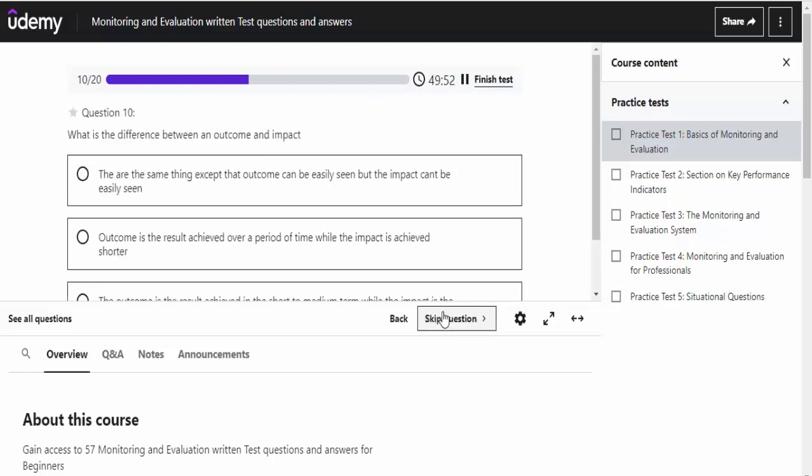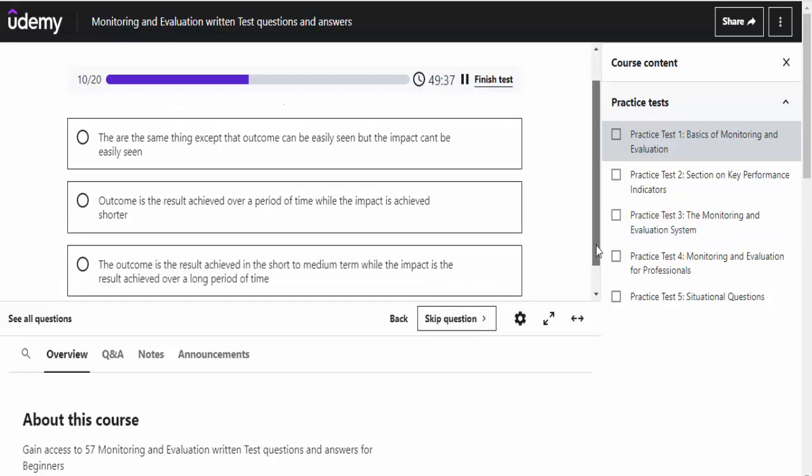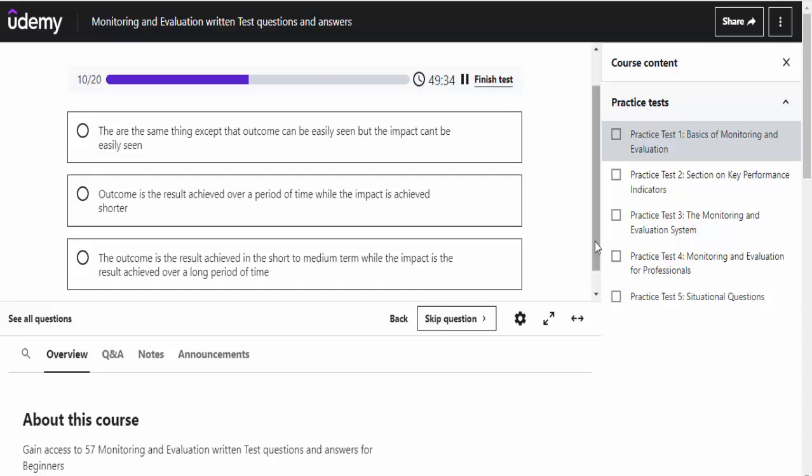What is the difference between an outcome and impact? The first one says they are the same thing, except that outcome can be easily seen, but the impact can't be easily seen. You can see that the first answer, really, is neither here nor there. It hasn't explicitly explained what these are. Usually when you are doing these kinds of questions, look for the best answer. So let's go to the next answer.